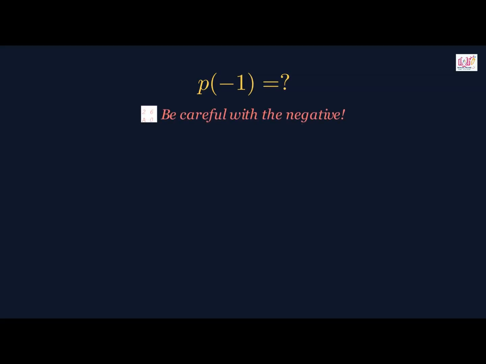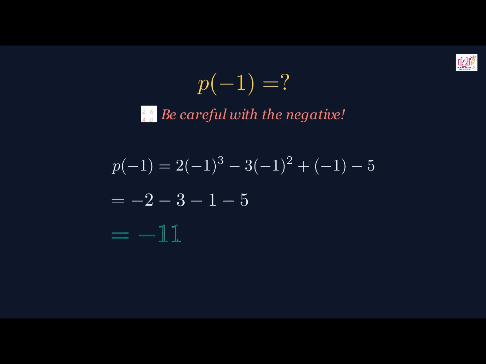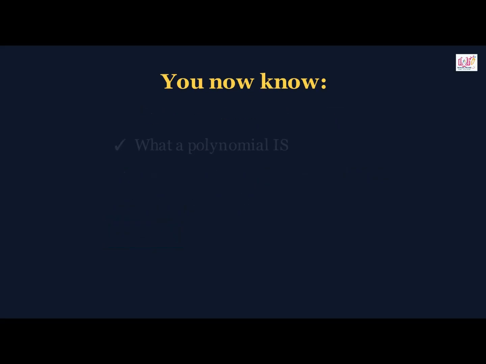P of minus 1. Replace x with minus 1. Be careful here. Minus 1 cubed is minus 1, so 2 times that is minus 2. Minus 1 squared is plus 1, so minus 3 times 1 is minus 3. Plus minus 1 is minus 1. Minus 5. Minus 2, minus 3, minus 1, minus 5, that is minus 11.